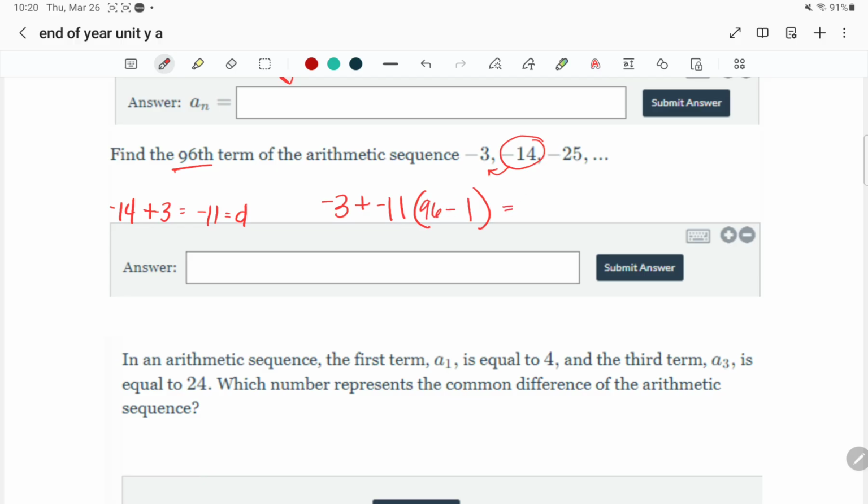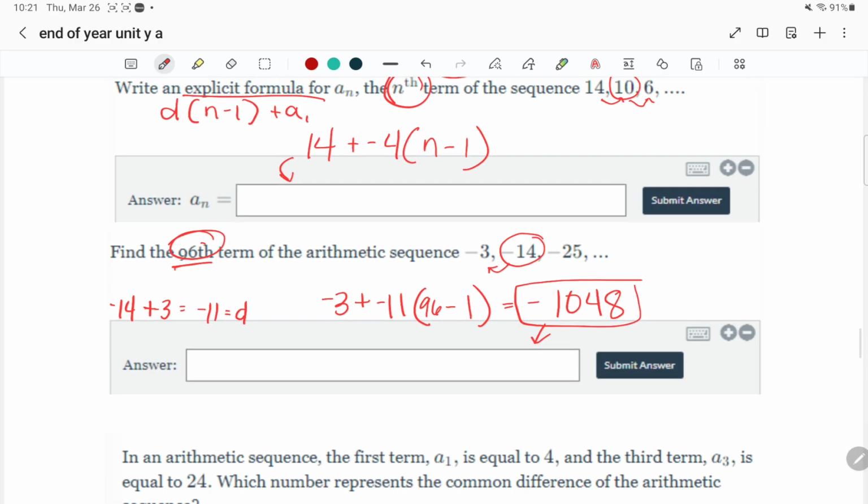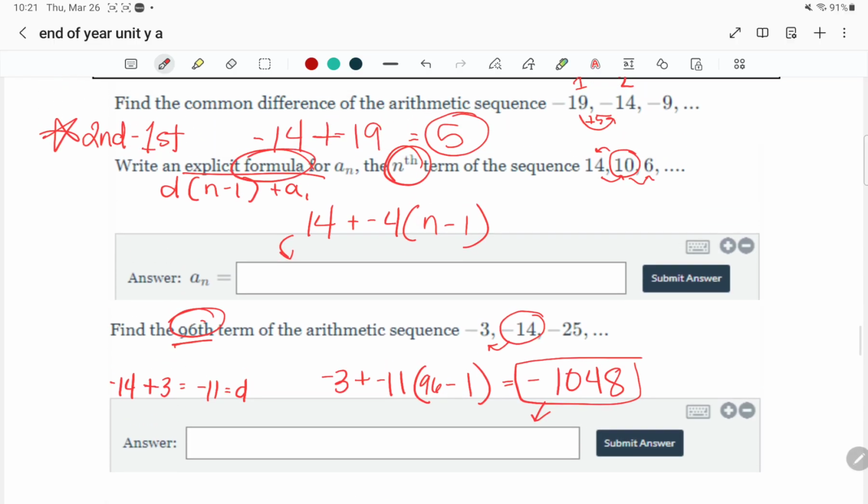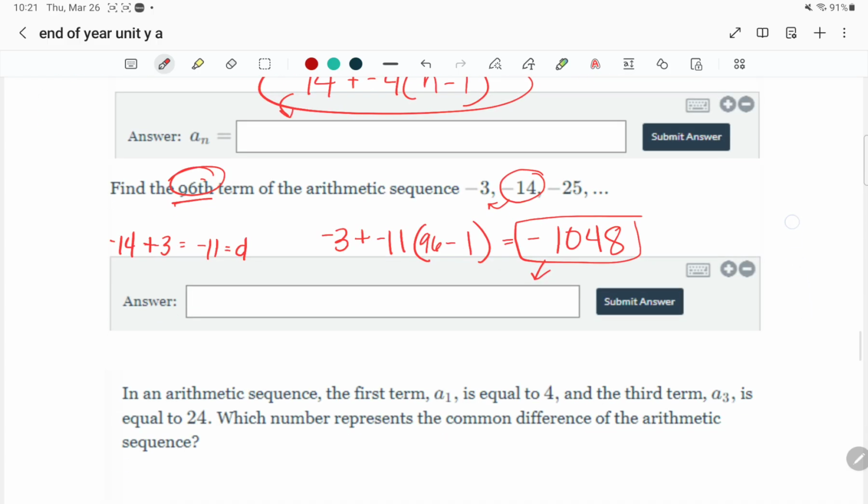So then I'm going to take my calculator, and I get -1048. And that is what I put in this box. So if they give me a number, like they want an actual step, they want an actual number in the list, then I give them a number. But if they want the formula, then I give them the formula.